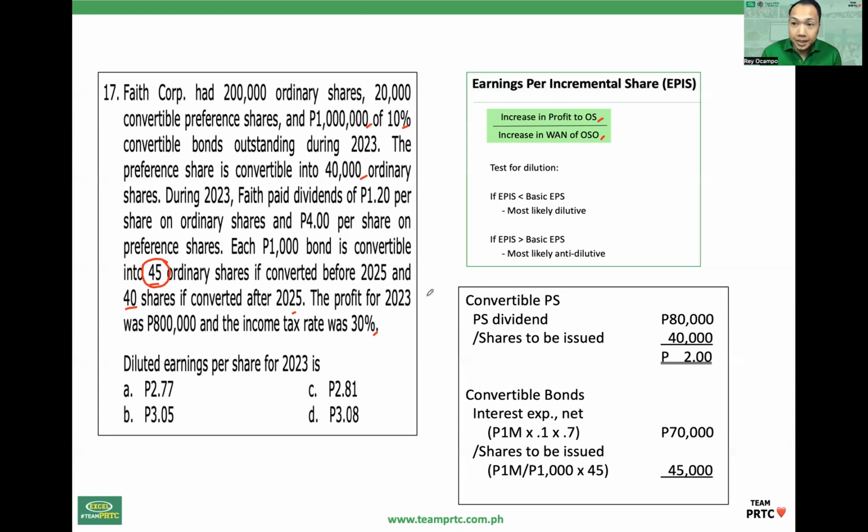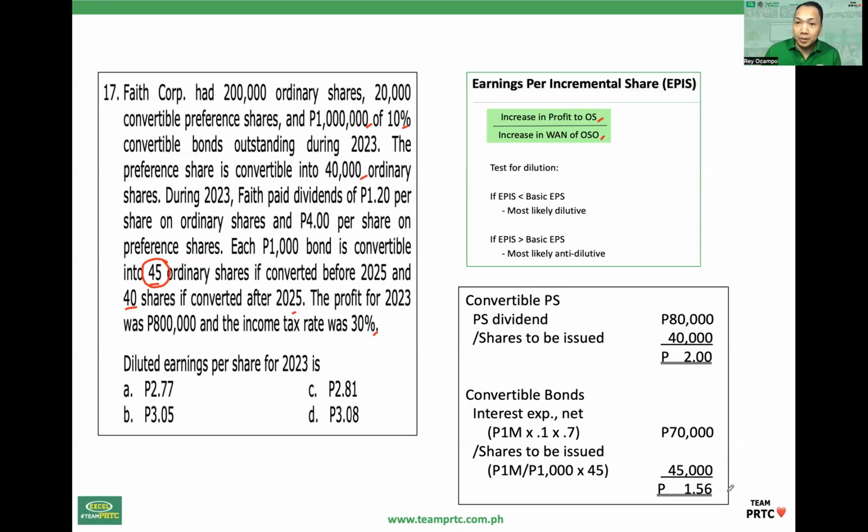So if the bonds are converted, effect on numerator, effect on denominator. EPS, earnings per incremental share, lower than the basic. So most likely, dilutive. Okay, so ano ang more dilutive? So more dilutive ang bonds kasi mas mababa yung kanyang EPS. Okay, kaya ang ranking yan, bonds then PS. Okay, so actually pagka ganyan at nakita na natin parehong most likely dilutive, pwedeng i-aggregate mo na, pagsabayin mo na yung effect. Kaya lang para safe, gawin natin step by step. Bonds muna, then followed by PS.